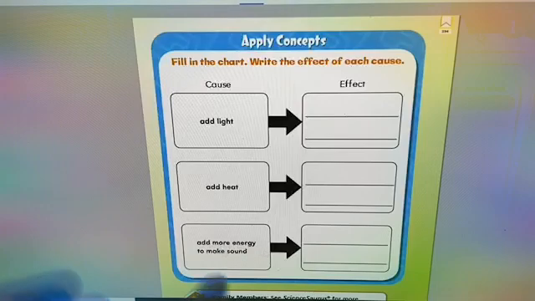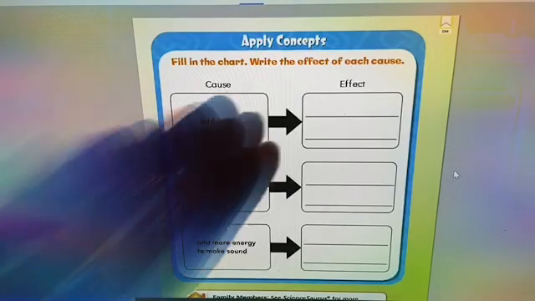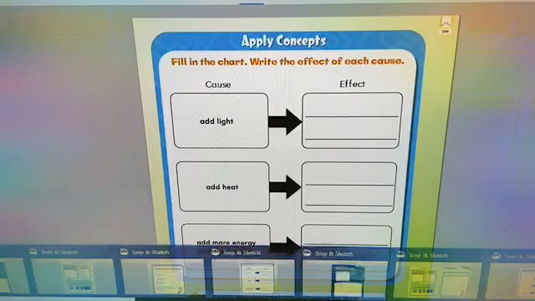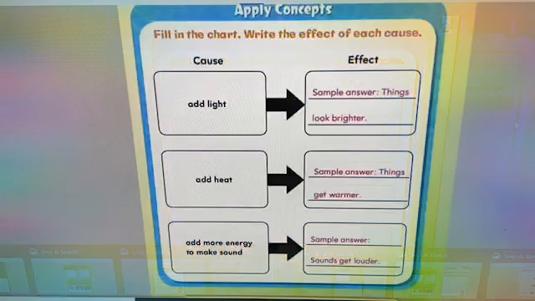When you add more energy to make sound, what happened? All these causes, what can they do? Are you ready to see the answers? Let's see them now. All right.